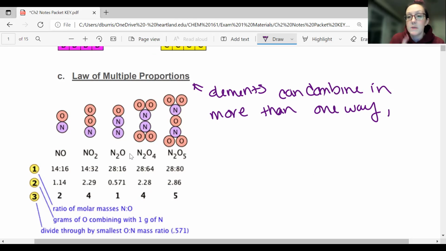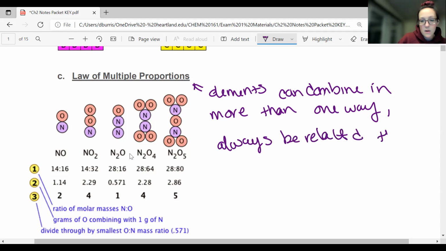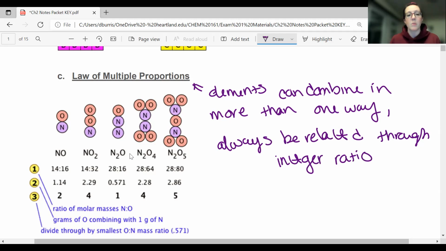Though they are always going to be related. Okay, so like nitrogen and oxygen, NO is related to NO2 in some type of integer ratio. So elements can combine in more than one way. They will always be related through an integer ratio, and I'm going to do an example here in a moment. But if you do the mass ratios of them, you're always going to get a whole number ratio, because nitrogen and oxygen is the same elements being used.